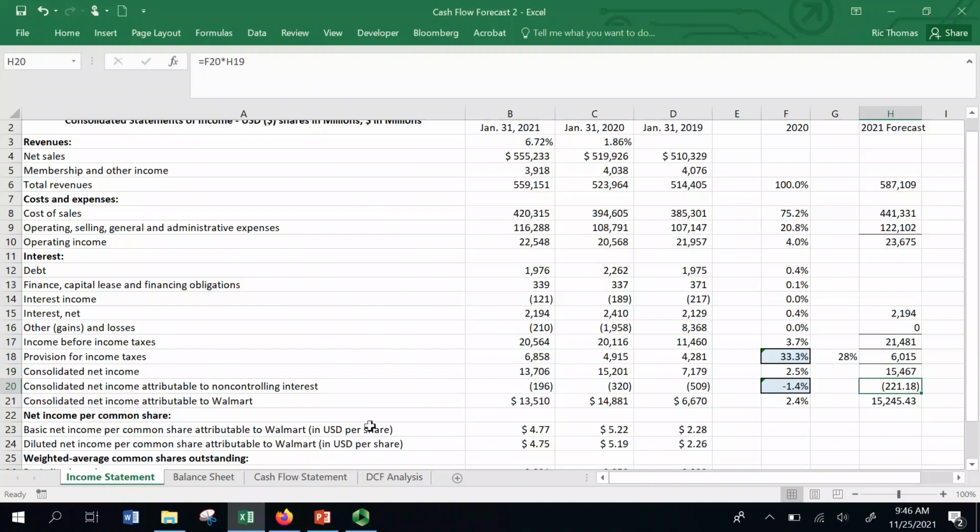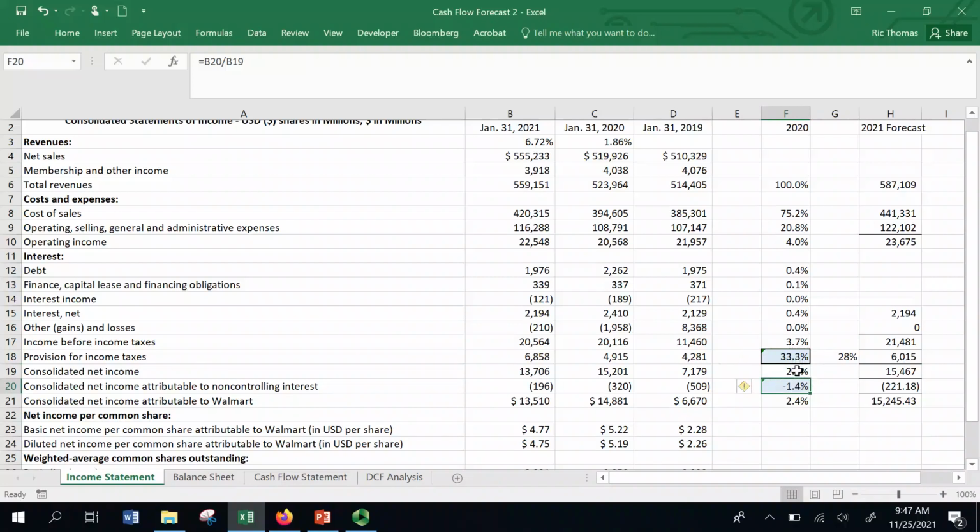I figure out what the net income attributable to their non-controlling interests is. Non-controlling interests last year was 196. So I took that ratio, 196 to 13,706. So that's this 1.4. I put this in blue here, but it's 1.4. The 33% is their tax rate. Yeah, this 1.4 is the ratio here.